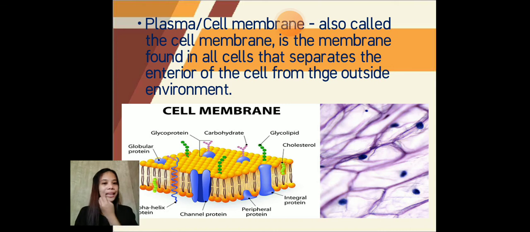And we have the plasma membrane, also called the cell membrane. It's the membrane found in all cells that separates the interior of the cell from the outside environment. In bacterial and plant cells, a cell wall is attached to the plasma membrane on its outside surface. And we have pictures of cell membranes.